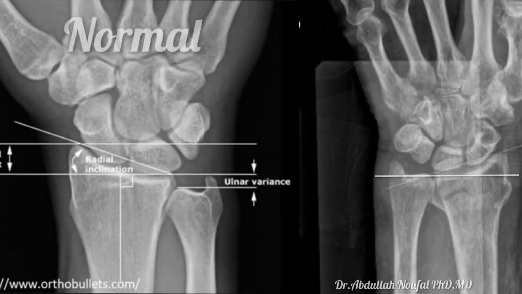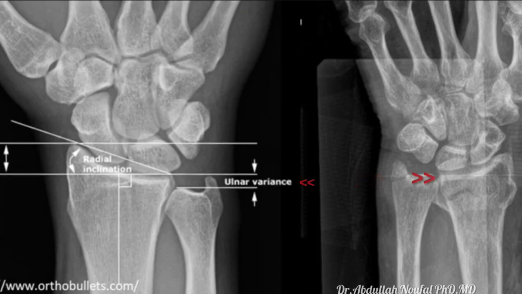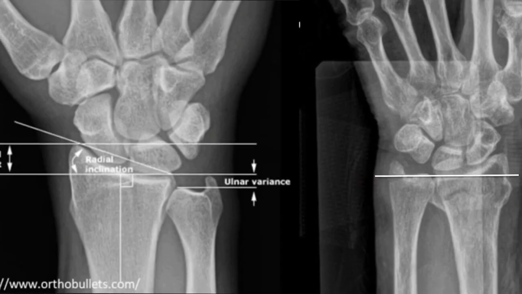Regarding this case, we can see 4 points in the AP X-ray of the wrist. The first is a minimally displaced fracture at the ulnar styloid. The second is the absent ulnar variance. The third is that the radial height or the radial length is shorter than the normal, but it's still acceptable. It's about 9 millimeters.